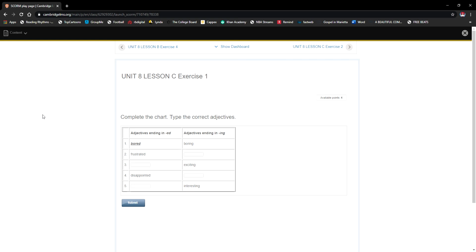Okay, everyone, welcome to the last part of today's class. This is part 3 of lesson C, unit 8, book Ventures 4. Okay, today we are talking about participles as adjectives.